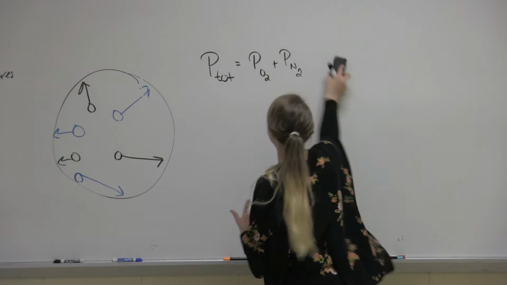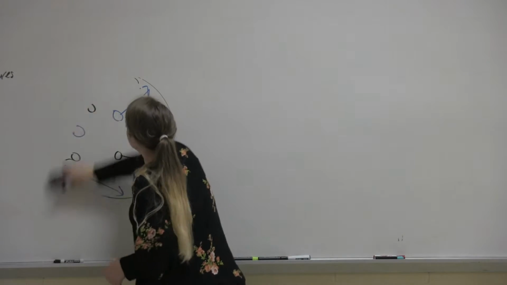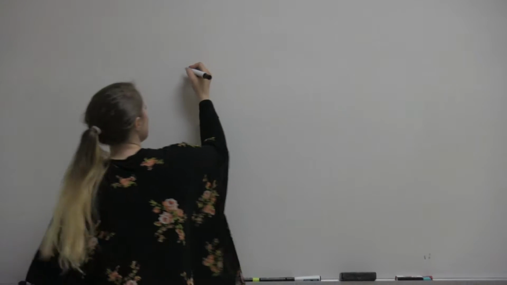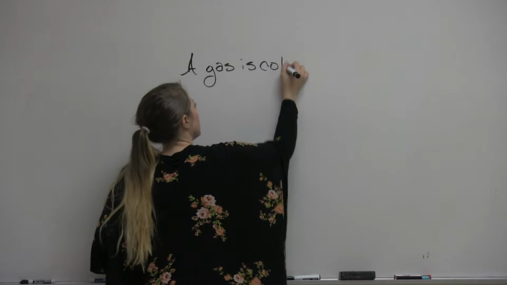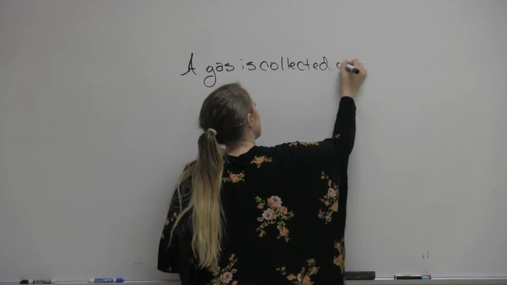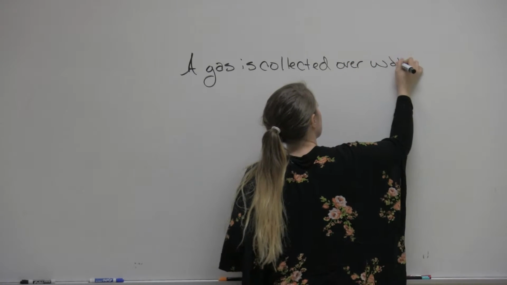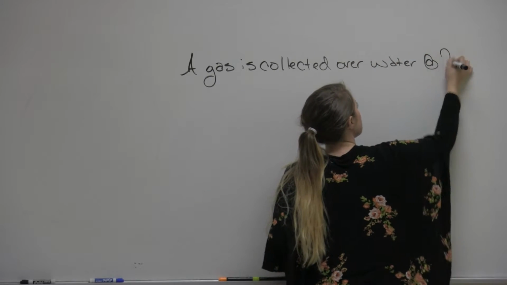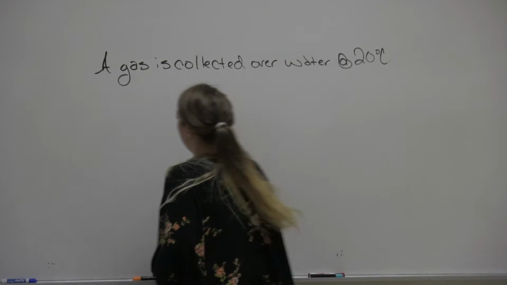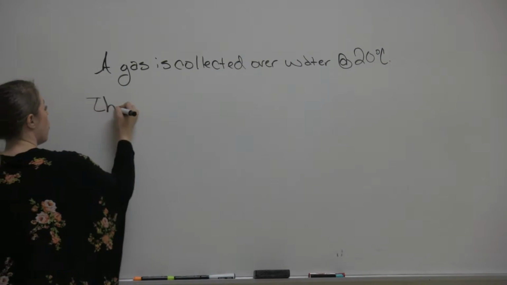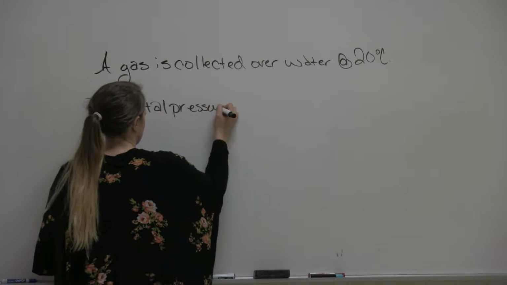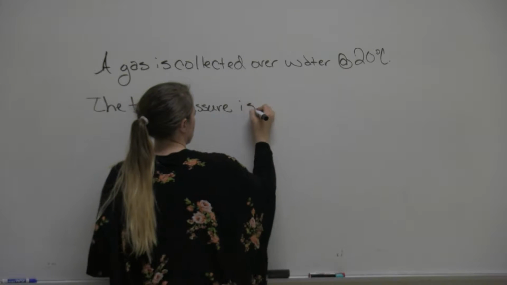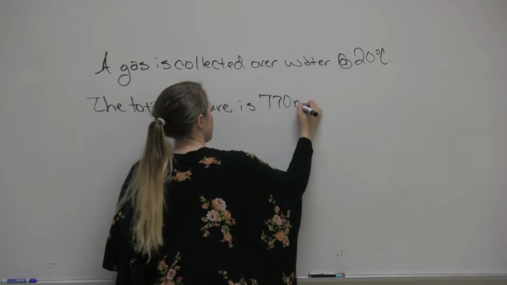Okay, let's do a practical application of this. Let's say that we're going to collect a gas over water. So we'll say that a gas is collected over water at 20 degrees Celsius, and we know that the total pressure is 770 millimeters of mercury.